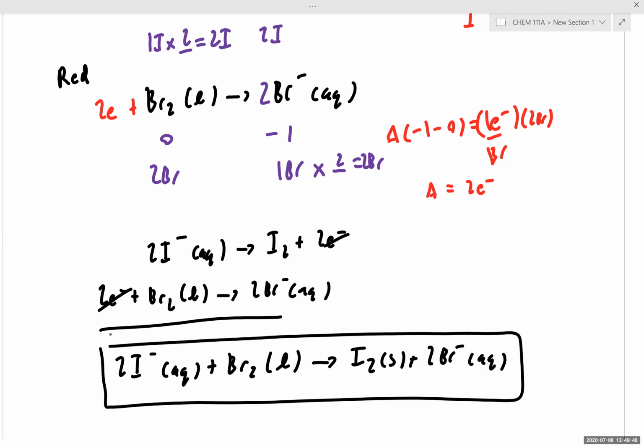Does this example make sense to everyone? Are there any questions on this example?